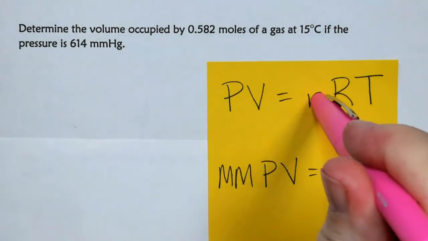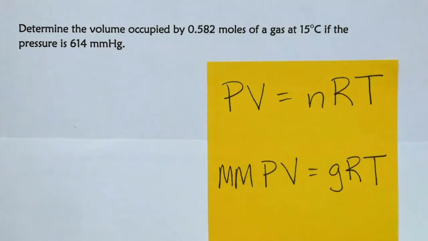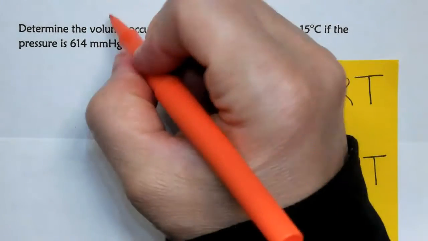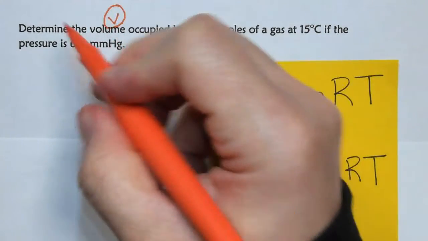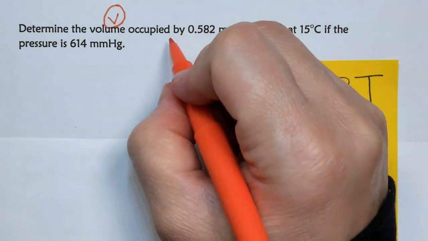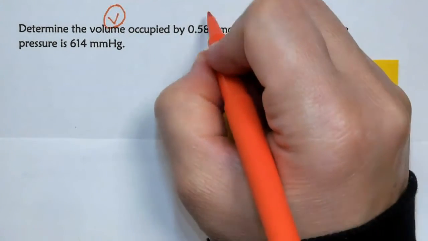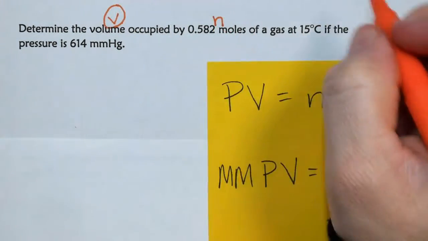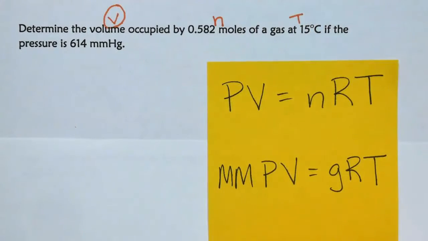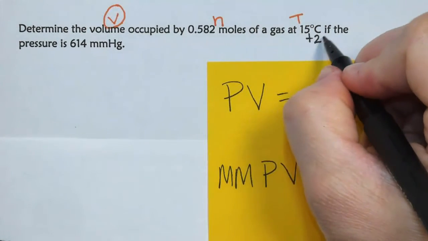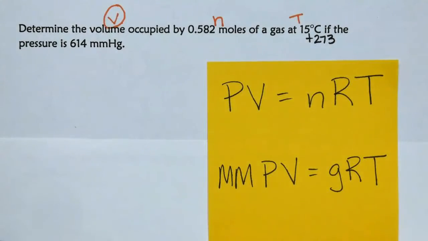If we're given moles, we'll use this. If we're given grams, we'll use this. So, determine the volume. V is what I'm trying to find. Determine the volume occupied by 0.582 moles. This is our n. We have a temperature here, but it's in Celsius, so we have to add 273 to make it Kelvin.